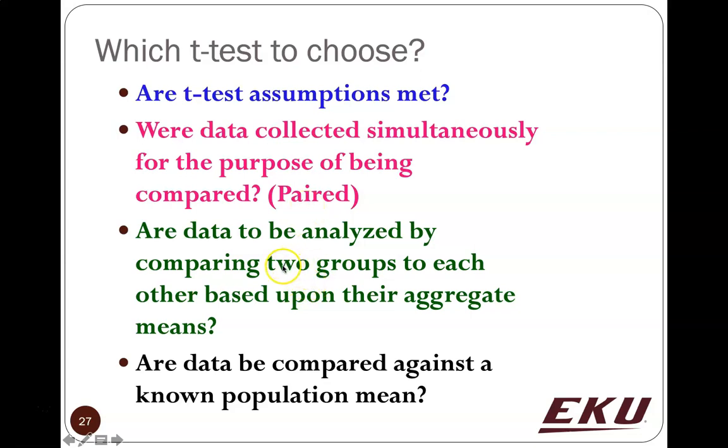Are the data to be analyzed comparing two groups based on the mean of their aggregate? And that's the truth, yes. Are data to be compared against a known population mean? No, not yet. We haven't tried to do that. We can do that in another video. So this last one is called the one sample t-test.